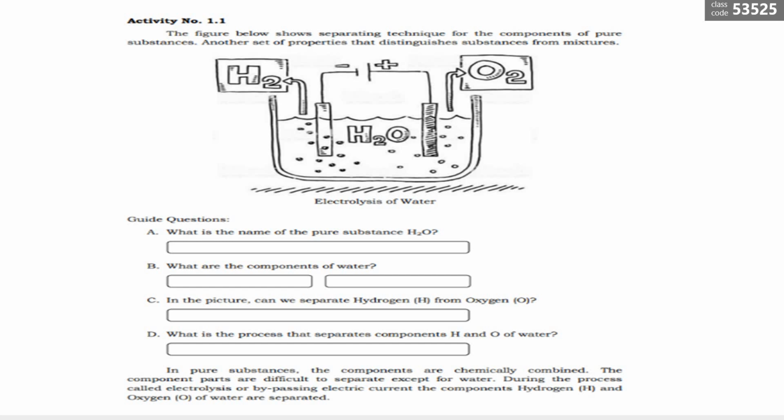Letter A. What is the name of the pure substance H2O? Very easy. I can hear you. And that is correct. It is water. What are the components of water? What is H and what is O? They are hydrogen and oxygen. Very good. You can follow the discussion. In the picture, can we separate hydrogen H from oxygen O? What's the answer?